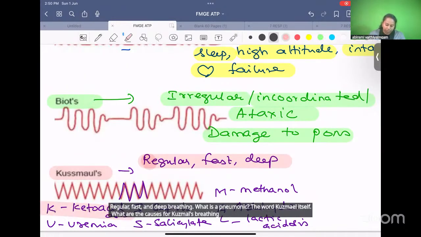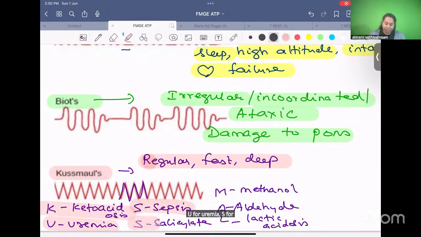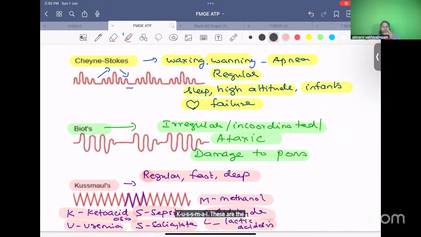K for ketoacidosis, U for uremia, S for sepsis, another S for salicylic acid poisoning, M for methanol, A for aldehyde, and L for lactic acidosis. KUSSMAUL. These are the altered breathing.